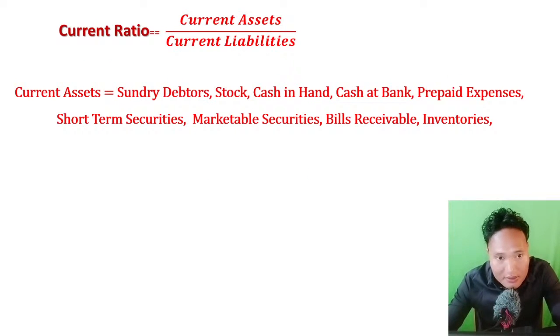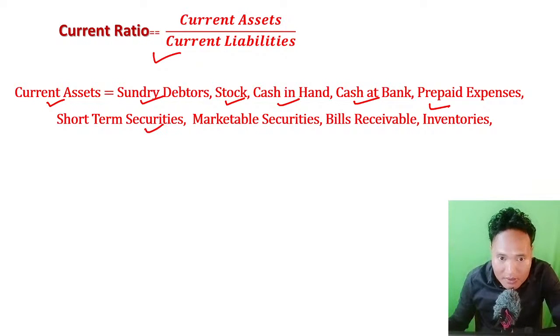Now let us know the formula of current ratio. Current ratio is equal to current assets by current liabilities. The students will have to remember this formula. And what are the various items that are included in current assets? First we have sundry debtors, second we have stock, third we have cash in hand, cash at bank, prepaid expenses, short-term securities, marketable securities, bills receivable, and inventories. So these are the particular items that are included in current assets. The students will have to remember all the items that are included in current assets. As per my understanding, the question papers that we often get in the examinations are based on all those items. It means only those items will be included in the current assets.